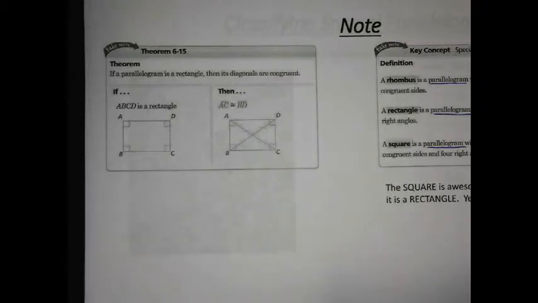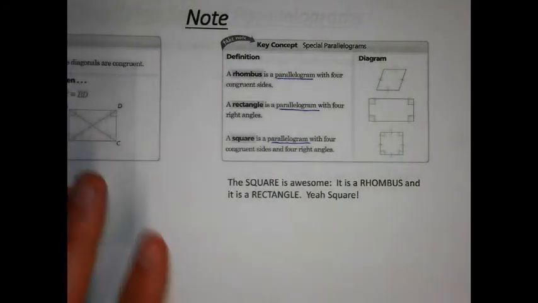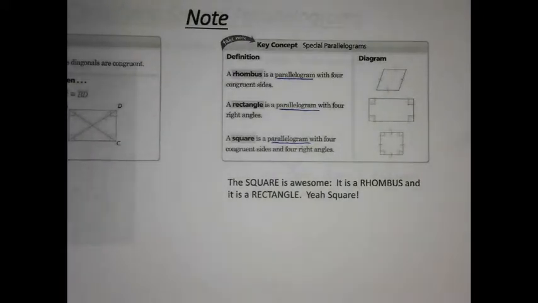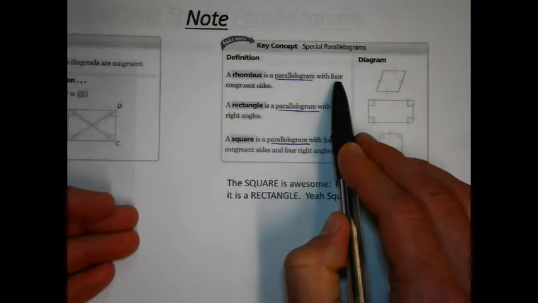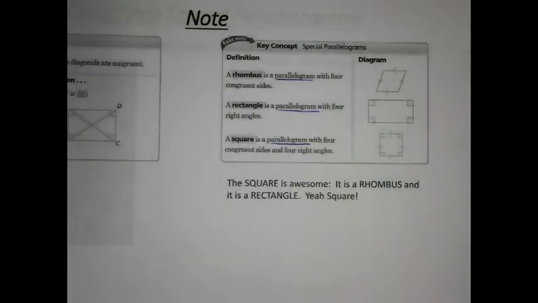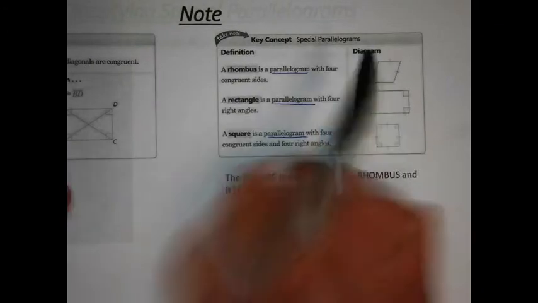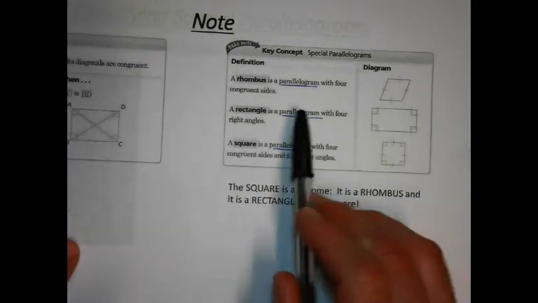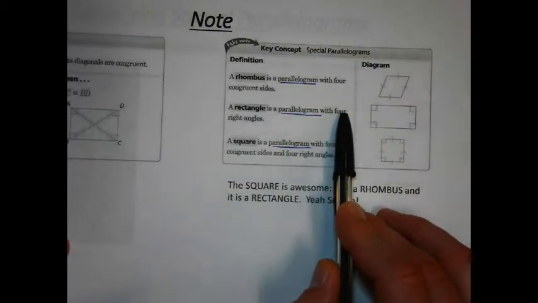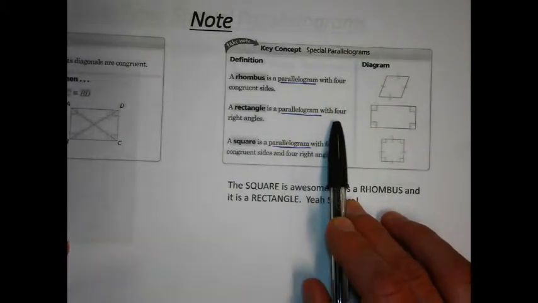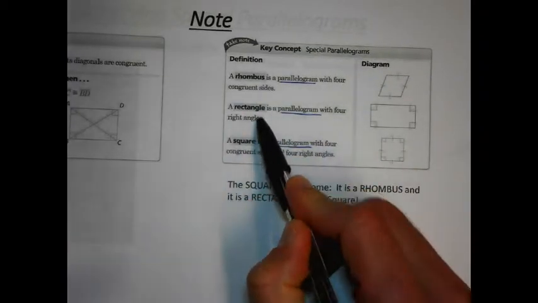So here is basically the special parallelograms in a nutshell. We have the rhombus. Any parallelogram at all, as long as it has four congruent sides, we have a rhombus. That's it. Don't worry about what it looks like, how it's shaped, what the angles are. If there are four congruent sides, it's a rhombus. Now, what if we have a rectangle? It's any parallelogram with four right angles. It doesn't matter what the sides are, as long as it's four 90-degree angles, we got a rectangle. Blam! That's the definition of a rectangle.